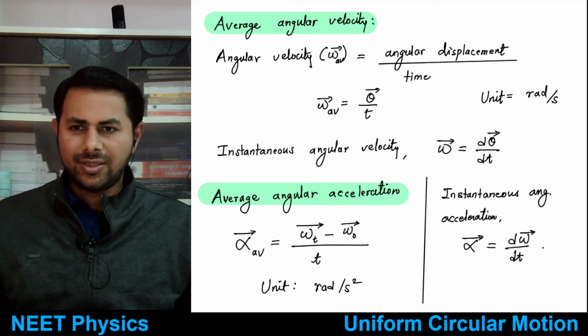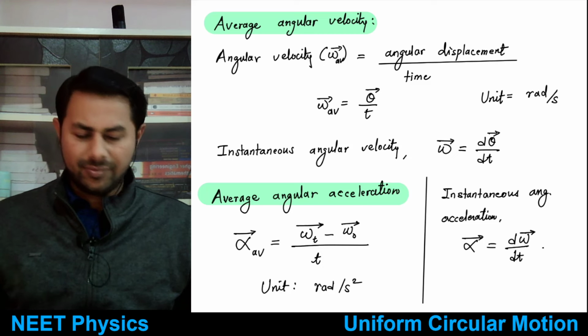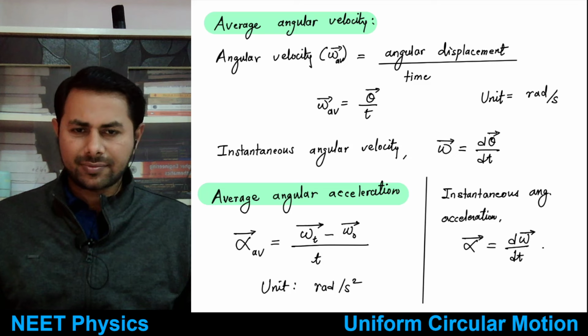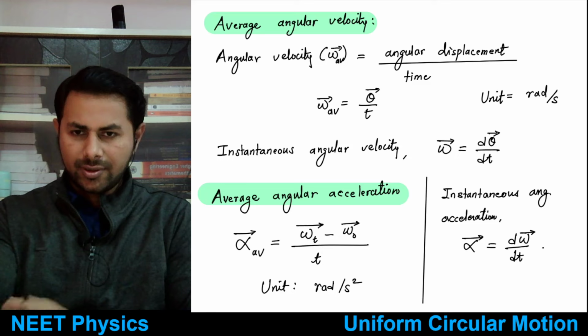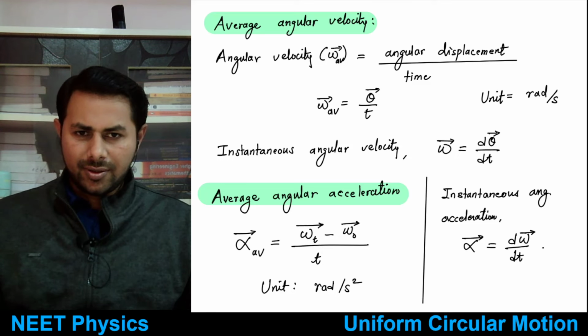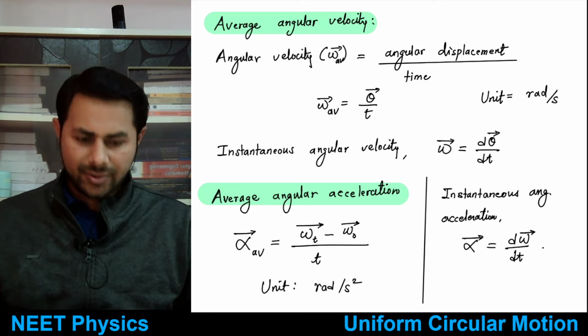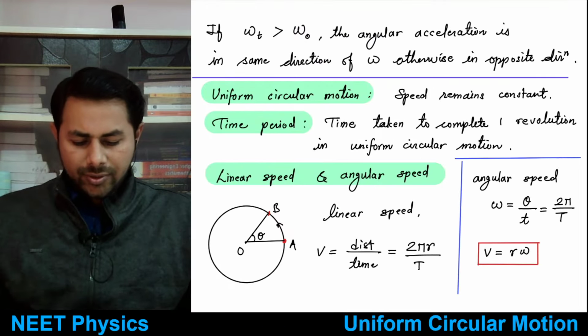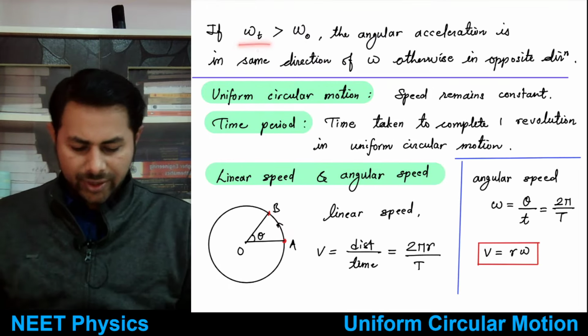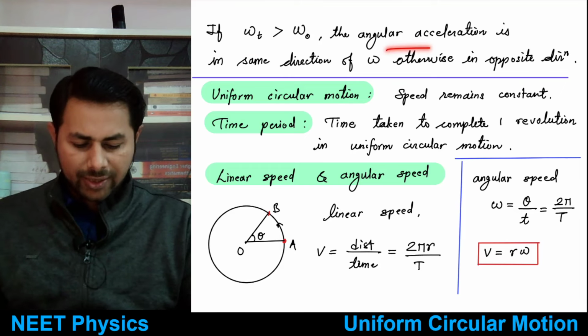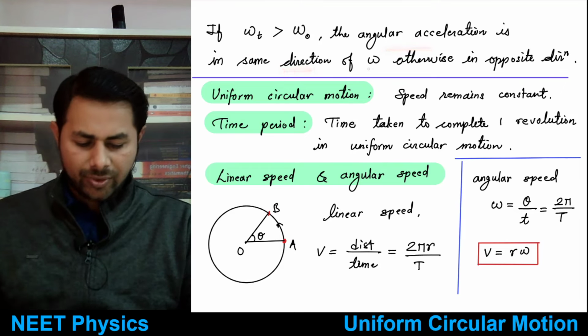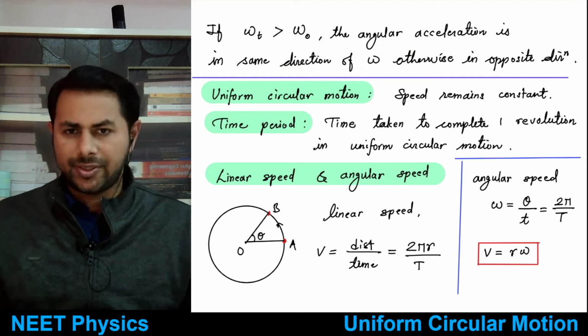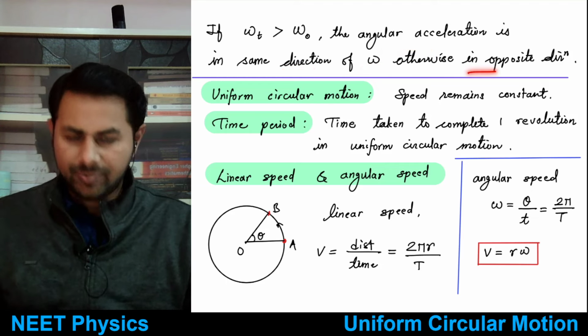This thing is clear? Yes, no? Okay, Nikita, is it clear? All right, good. So I have written it over here. If omega t is greater than omega naught, the angular acceleration is in the same direction as omega, otherwise it's in the opposite direction, right? So that's very, very simple.